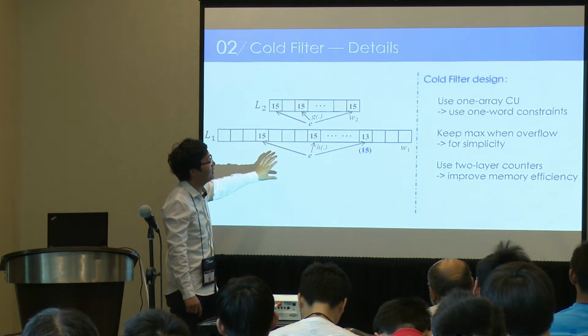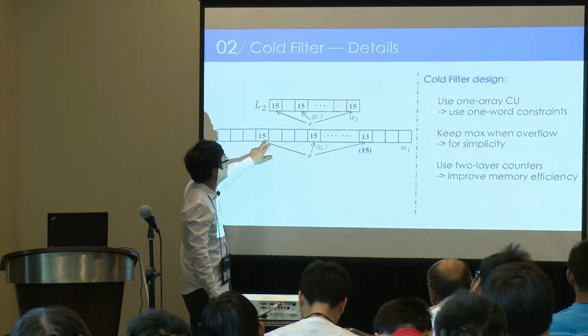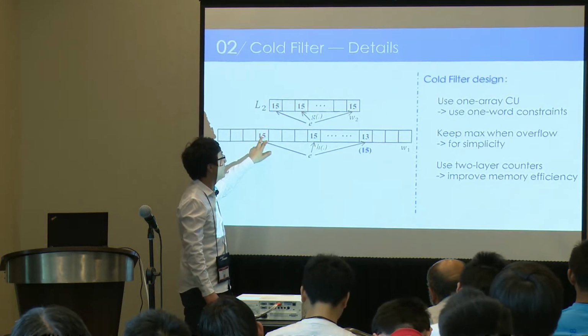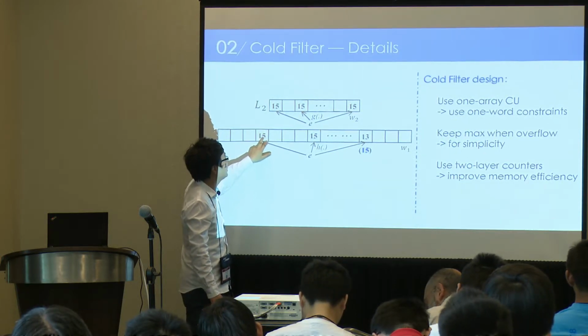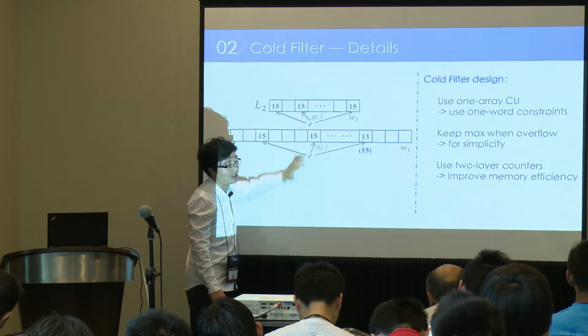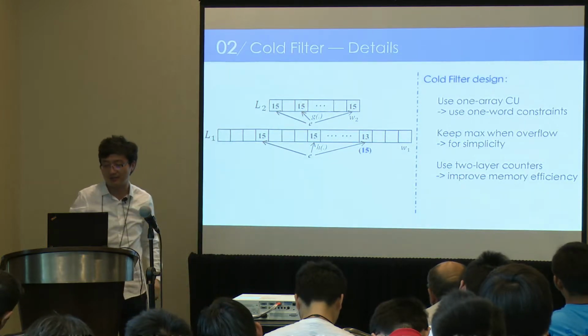memory efficiency. And when the counter overflows, we just keep it unchanged. It means if it is 15 with 4 bits, this is the maximum value, and we just keep it unchanged. It means we need to access the second layer.